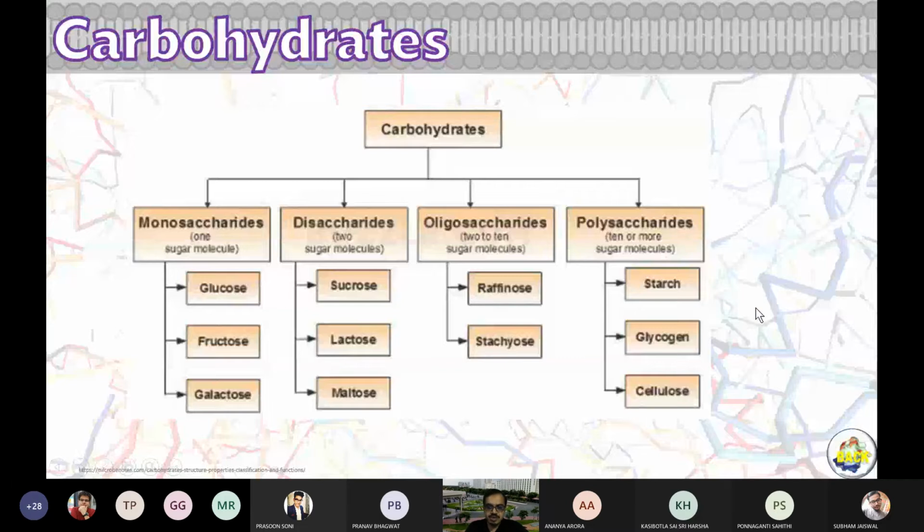What are the polysaccharides we know? Starch, glycogen, cellulose. What are the starches we use? Starch is there in your rice. The sugar you eat from your rice is actually starch, or you take it from your wheat.